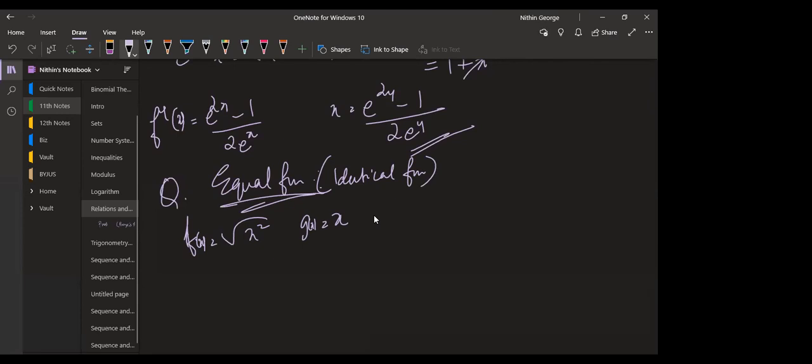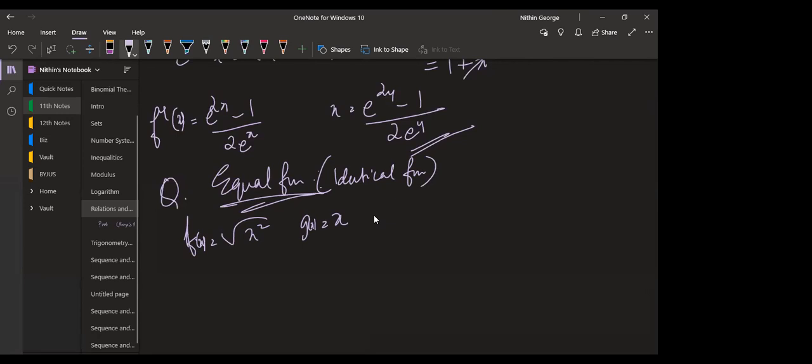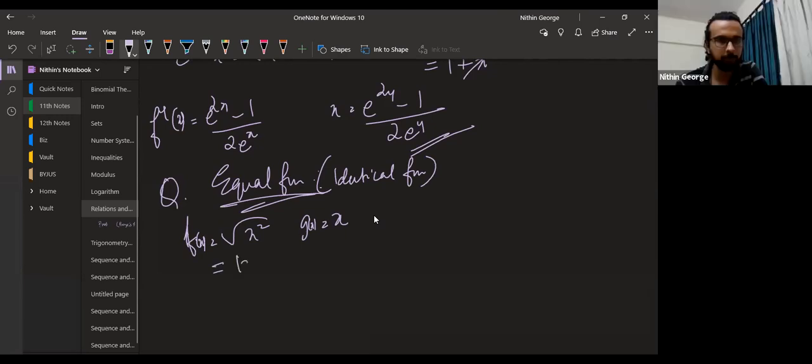No, sir. Why are they not? F of x can be minus x or plus x. Yes, this will come out to be mod x, which will be plus or minus x. Okay, when x is negative, you'll get minus x. That is what will make it positive.